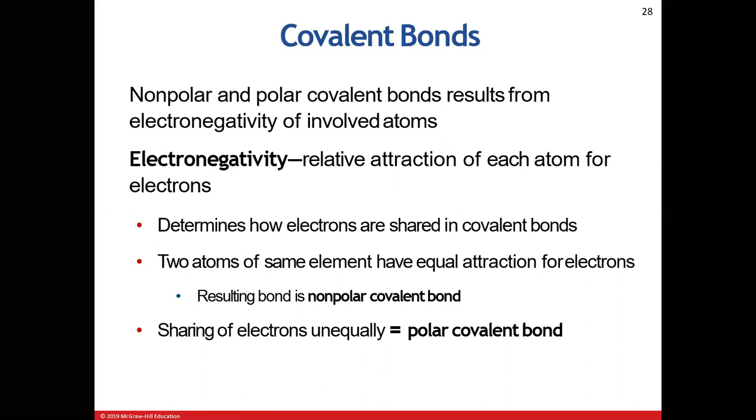If we have two atoms of the same element, they are going to have equal attraction for the electrons. This is what we call a nonpolar covalent bond, in that there is no polarity. If we have a situation where the electrons are shared unequally, this is where we have a polar covalent bond.